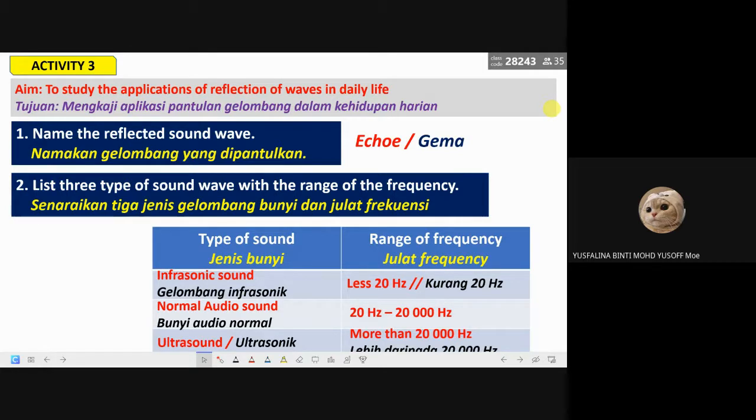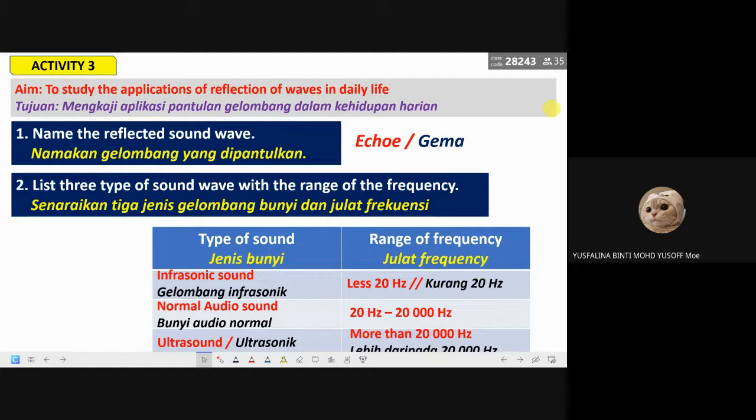Right, so list three types of sound wave with the range of the frequency. The first one is the infrasonic wave, which is less than 20 hertz. And then normal audio sound, this one is 20 hertz to 20,000 hertz. And then the next one is the ultrasonic. You cannot hear the ultrasonic sound, because it's more than 20,000 hertz.